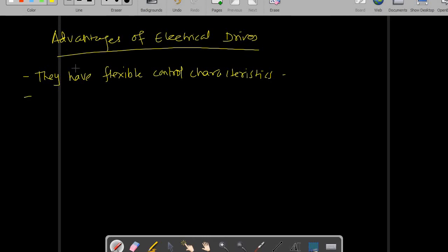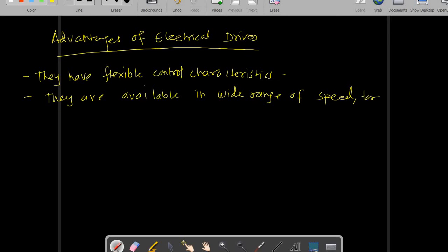Second advantage: they are available in a wide range of torque, speed and power. They are available in a wide range of speed, torque and power. This is the second advantage.